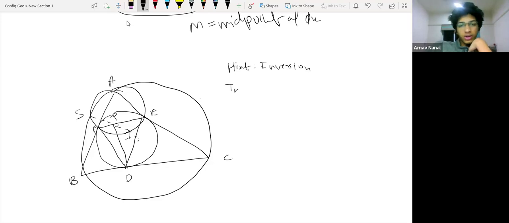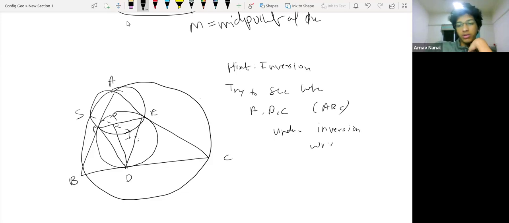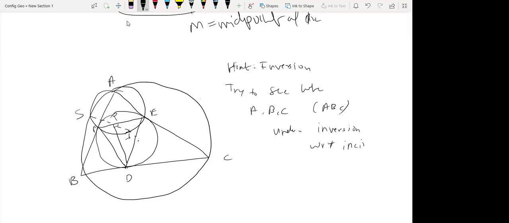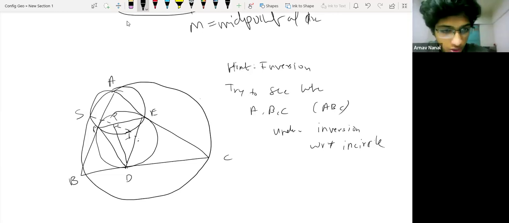So try to see where the points go. A, B, C, and circle ABC goes under inversion with respect to the circle. It goes to the 9-point circle of DEF, I know that. Also you know that S will lie on the same circle, right? So as you correctly pointed out, ABC will go to the 9-point circle of triangle DEF.